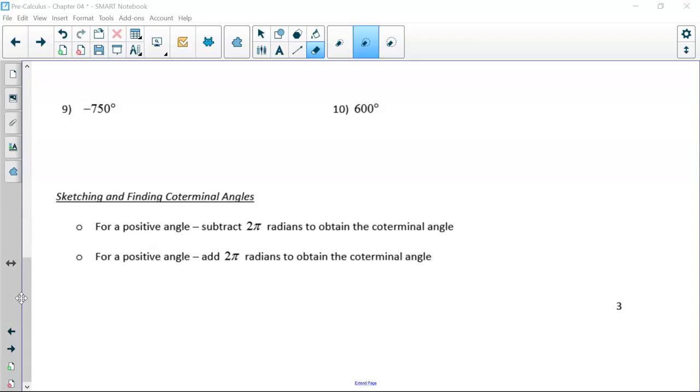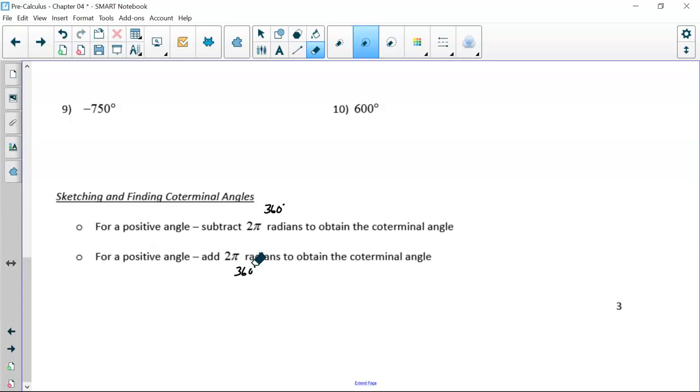Now, coterminal angles are angles that have the same initial and terminal sides. They're coterminal. So for a positive angle, sometimes you need to subtract 2 pi radians, also think about it as 360 degrees, to get the coterminal angle. And sometimes for a negative angle, you have to add 2 pi or 360 degrees to get that positive coterminal angle.